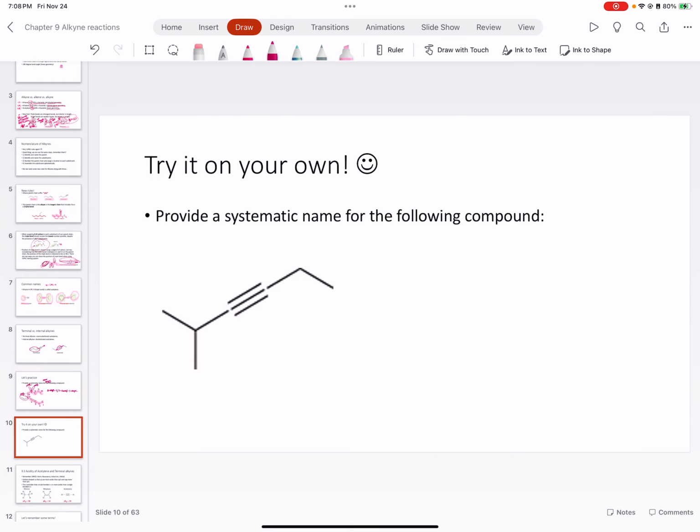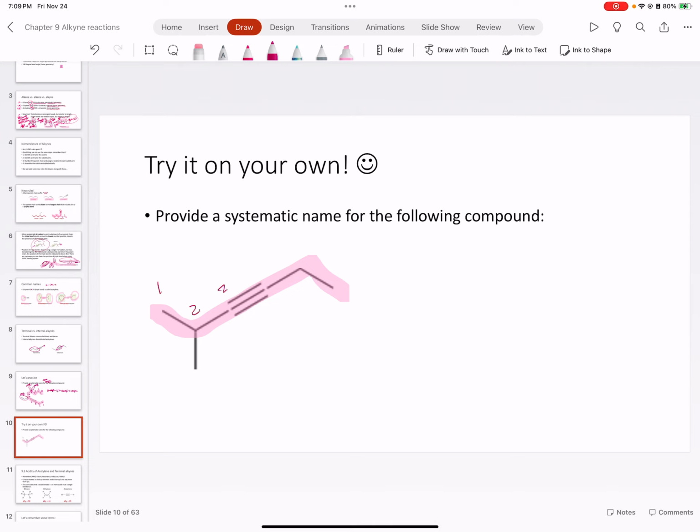Okay, so now you can try it on your own. That one's pretty easy, since you don't really have to think about it too much. Your longest chain, you can start from this way, or you can start from this way. You will still get the same thing. Yeah, I wanted to be nice to you guys this time. So then let's see. You have 1, 2, 1, 2, 3. So I can start counting either way.